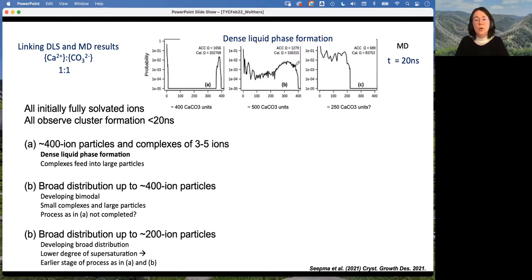And in our work, we see a similar distribution, although it's not so clearly developed yet, but it's also at a lower degree of supersaturation. And we think that we have essentially the same process, but because we're at lower driving force, this takes more time. And we're still in the process of the development of this bimodal distribution.